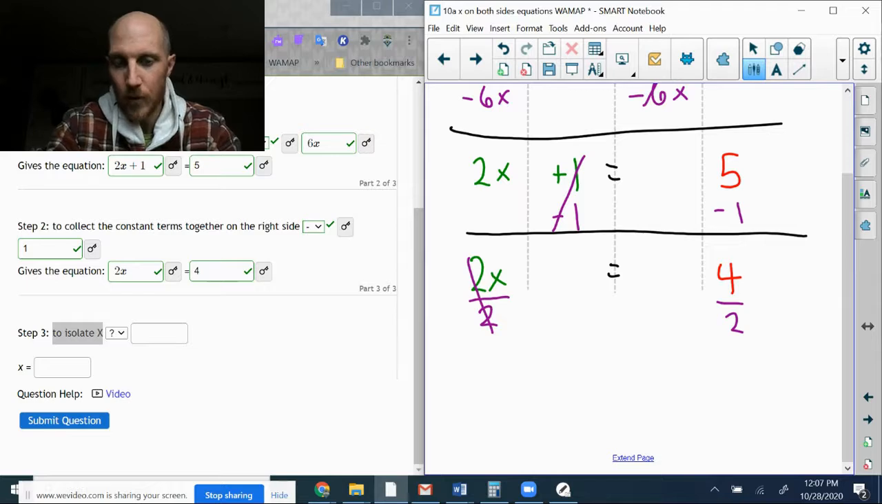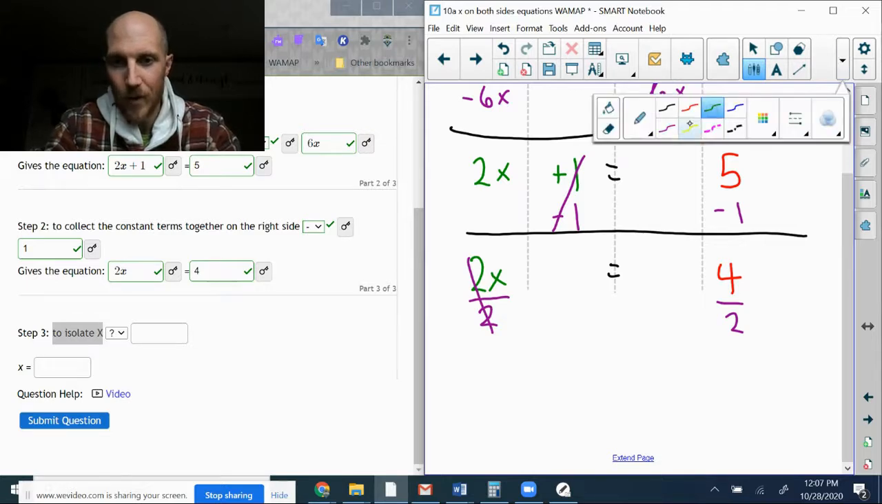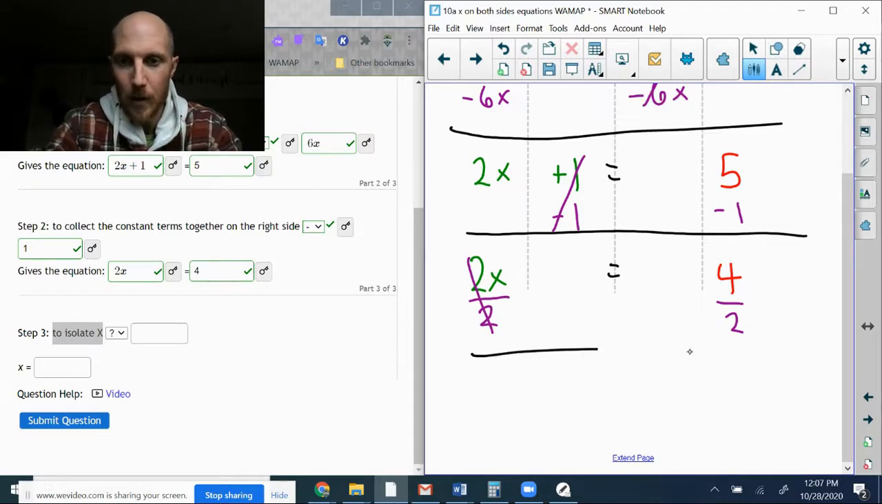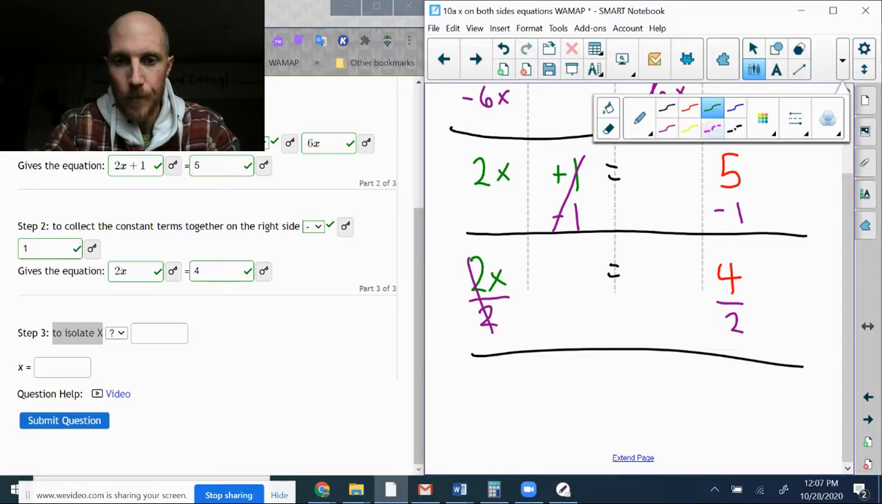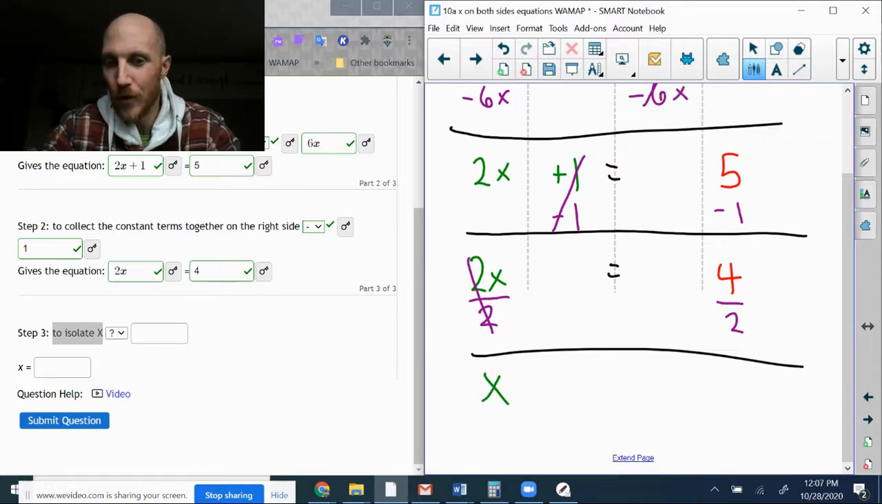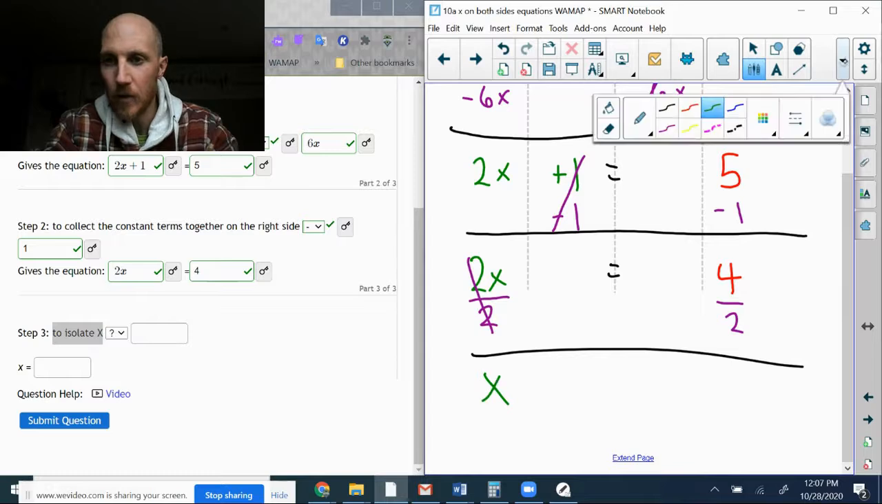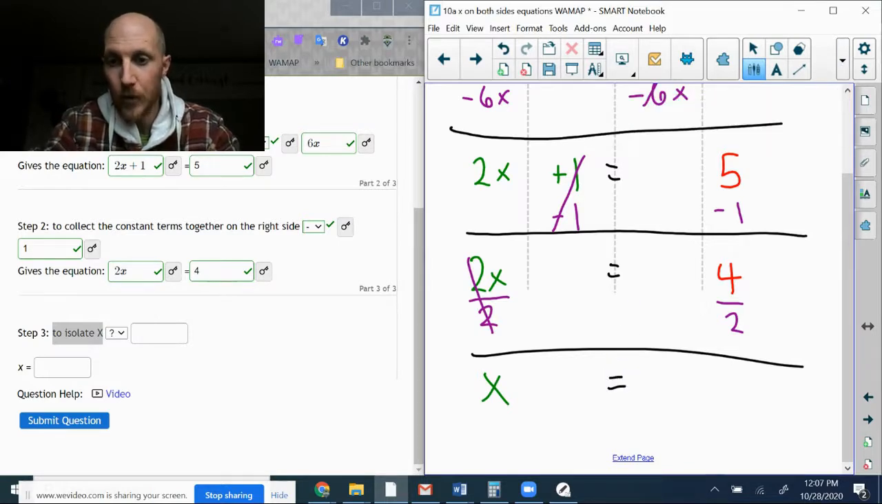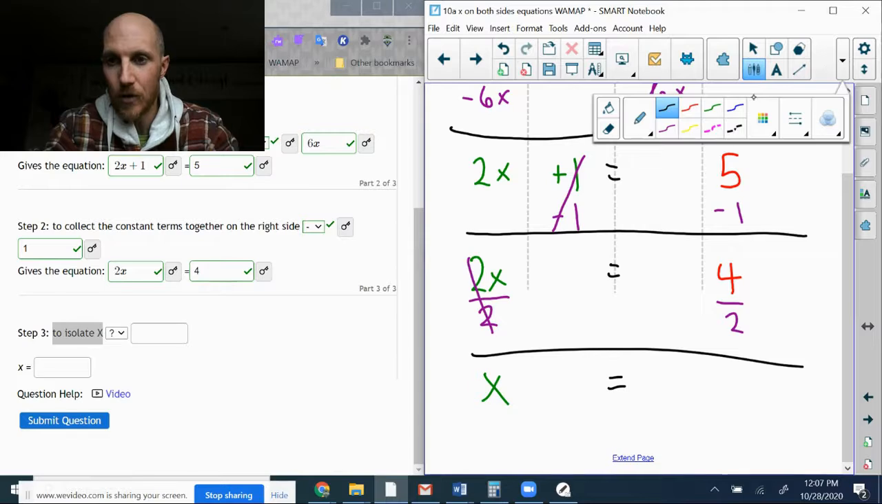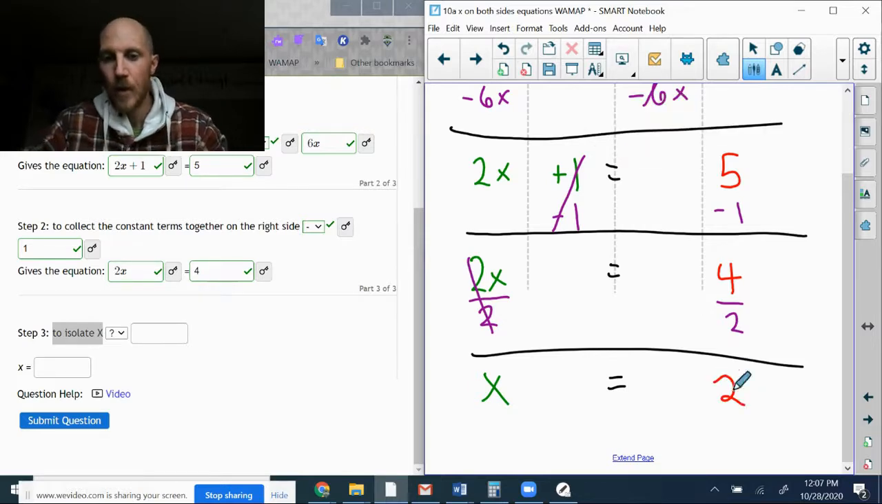When I do that, 2 divided by 2 will give me 1, so there'll just be the 1x remaining. I can write a 1 on there if I want, but I'm going to leave it as just an x, because that is the conventional way to write a variable with no coefficient. The equal sign comes straight down, and then I'll need to divide 4 by 2. That equals 2. Okay, let's go back to the assignment and get this entered.